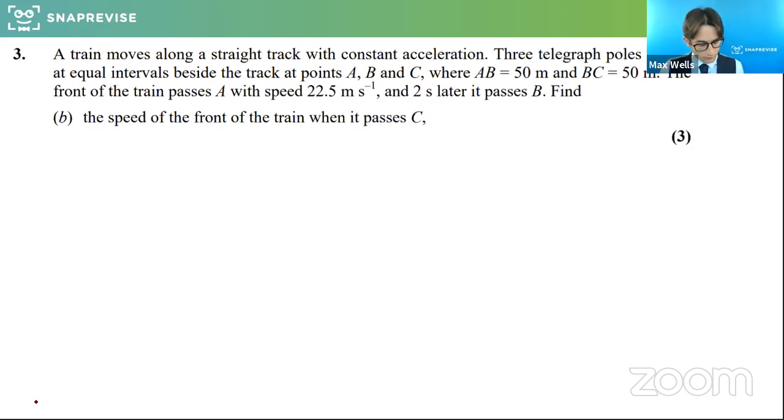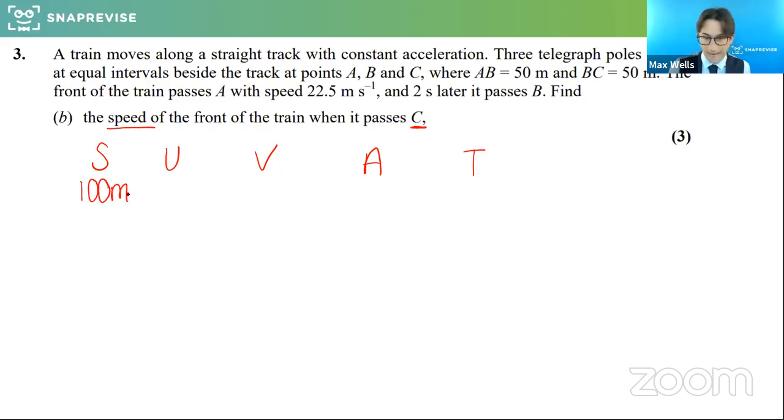So carrying on for part B, it says the speed of the front of the train when it passes C. Okay, so when it passes C, remember the equal intervals of the telegraph poles are 50 meters apart. So we now know the acceleration. So I'm going to set this up, S, U, V, A, and T. And let's fill in what we want and what we know for the entire motion from A to C, because we want the speed that it's going at C. Okay, super. S is 100 meters because we're going from A to C.